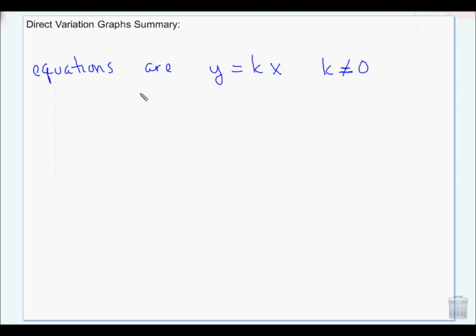So the equation's y equals kx, and k can be any number, but not 0. So it can be a fraction, it can be a decimal, it can be any number. Usually it's a fraction or a whole number. It just can't be 0. It always passes through 0, 0.